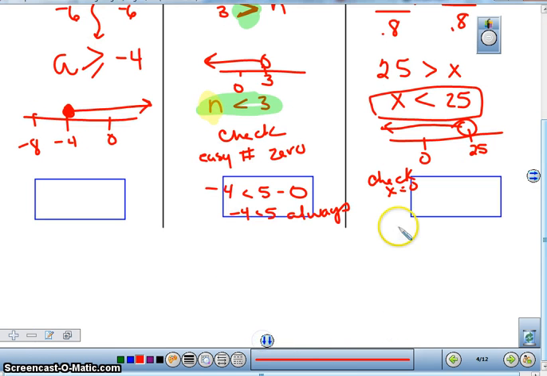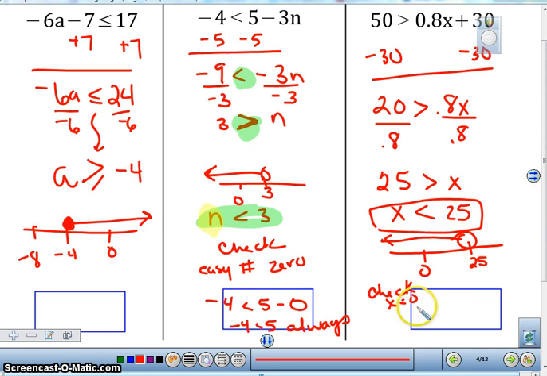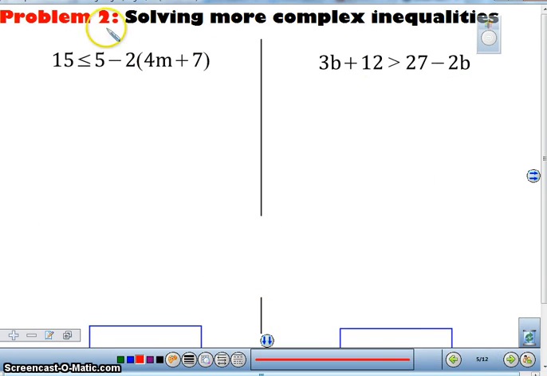So as we take a look at that, if we check with x equals 0, and we go back to our original equation, is 50 greater than 0.8 times 0, which is just going to be 0, plus 30? Is 50 greater than 30? Always.